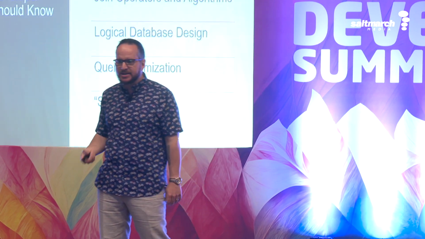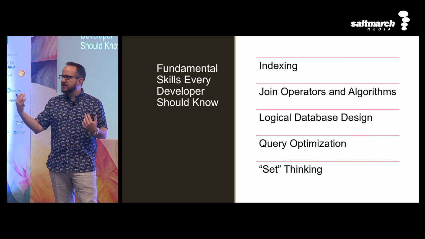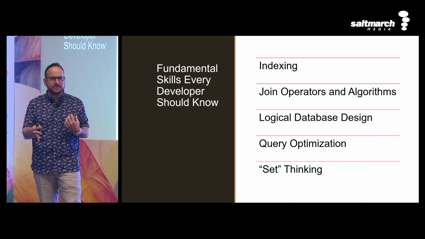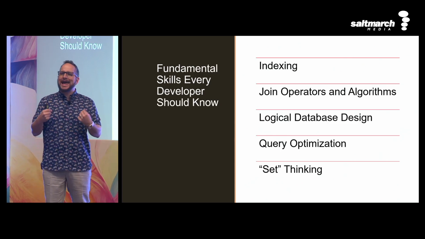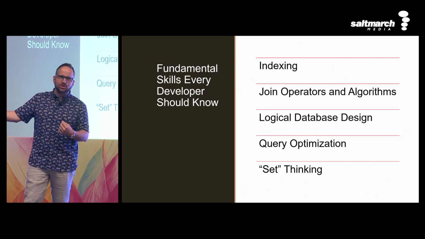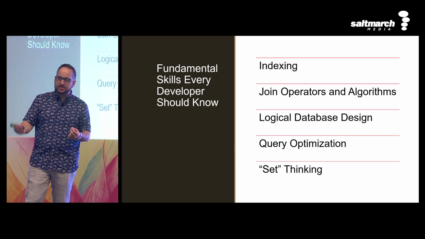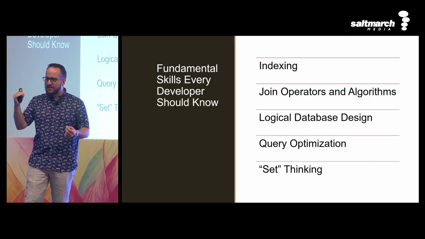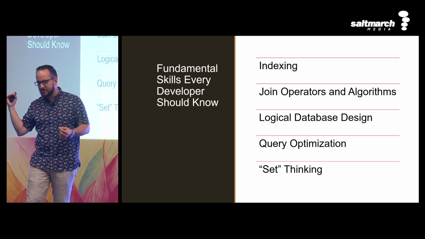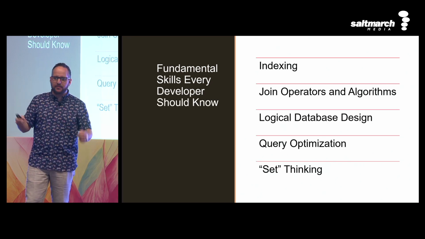So the things we're going to talk about: we're going to talk about indexing. We're going to talk about join operators and their underlying algorithms. I'm not going to talk about left joins and right joins necessarily. I'm going to talk about what happens in the storage engine when a join is executed, what these algorithms are. Because understanding those algorithms will drive indexing decisions, and understanding those algorithms will drive design decisions, and everything else that we're going to talk about.